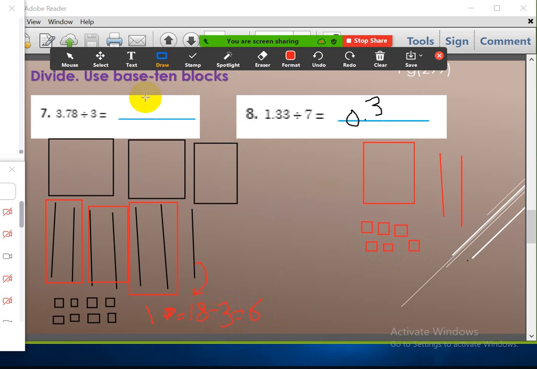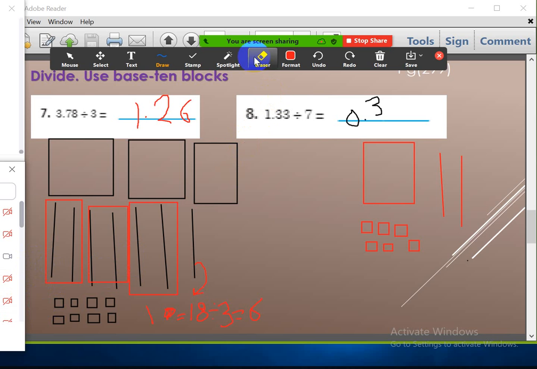Now, what is the answer? Now we have 6 small cubes. The flat will be 1 in the ones. The long, what about the 10? Point 2. Very good. And then the 6 in the hundredths because I have 6 small cubes. So the answer is 1.26. Very good, Aryaf. Thank you, my dear.